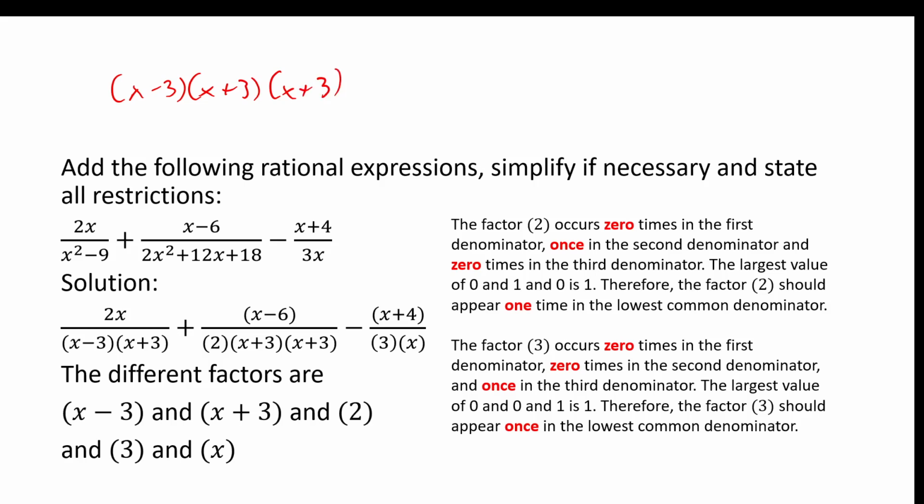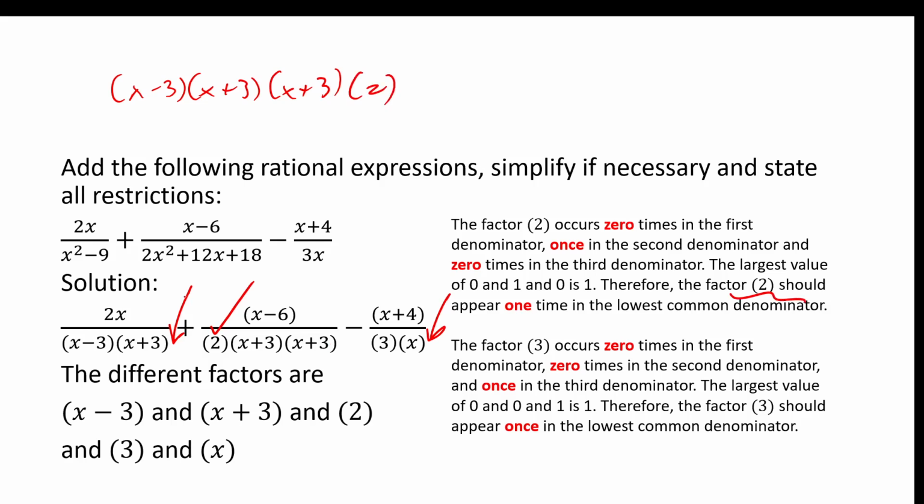Now, let's look at the factor 2. The factor 2 never occurs in the first denominator, but it does occur once in the second denominator, but never in the third one. So 0, 1, and 0, the largest of those values is 1. So therefore the factor 2 should appear one time in the lowest common denominator. So we can put a 2 there.